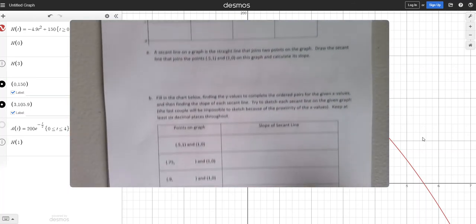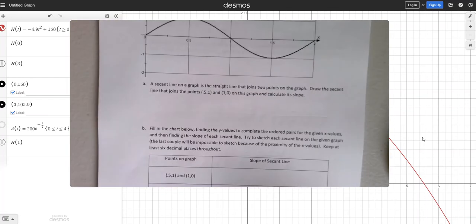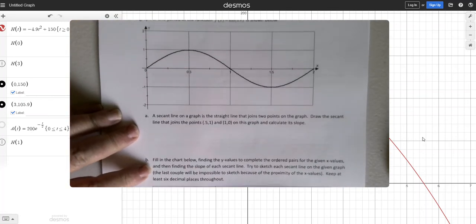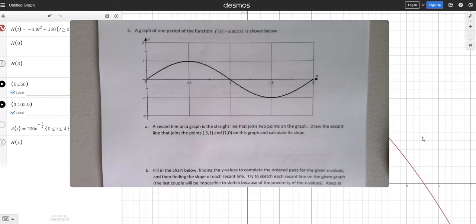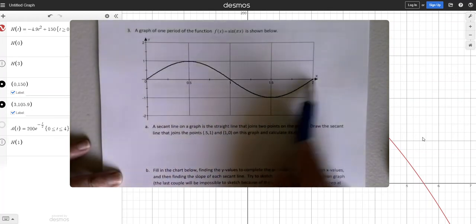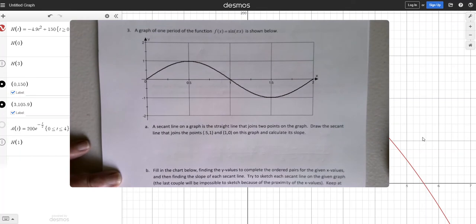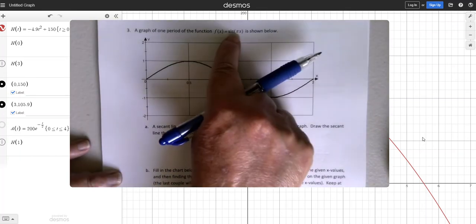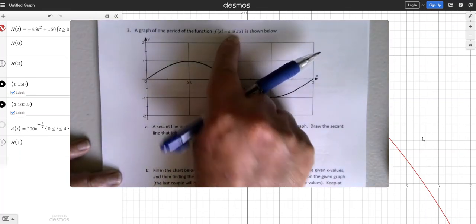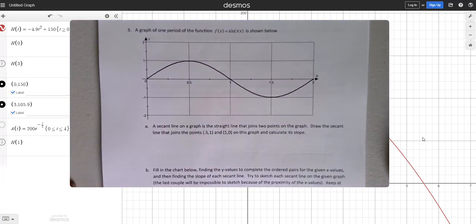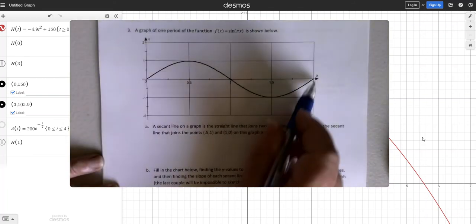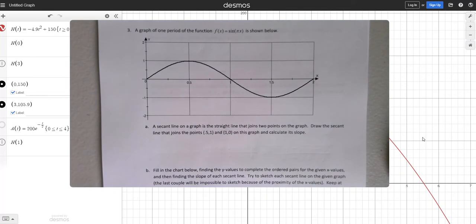Number 3 is actually a very similar mathematical problem, although it's phrased differently in terms of the application. You have just one period of the sine function drawn here. This is actually sine of pi x. So notice the period would be 2 pi divided by pi, or 2. Right? Goes up to 1, down to -1, and then back to 0 again. Typical sine function.